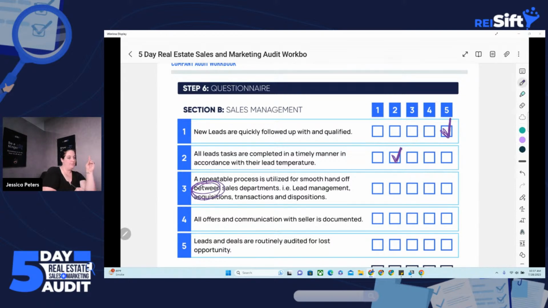Before we vote, I'm going to have you vote in just a second. Usually people have a process in place to go up the stairs. Like, I'm going to hand this off. Now it's lead management. Now it's acquisitions. Now it's transactions and dispo because I have it under contract and I'm doing whatever process to get it finalized and closed.